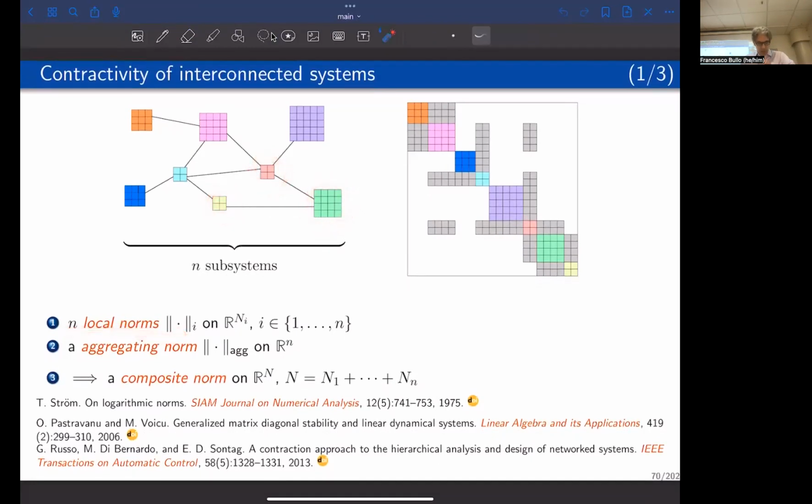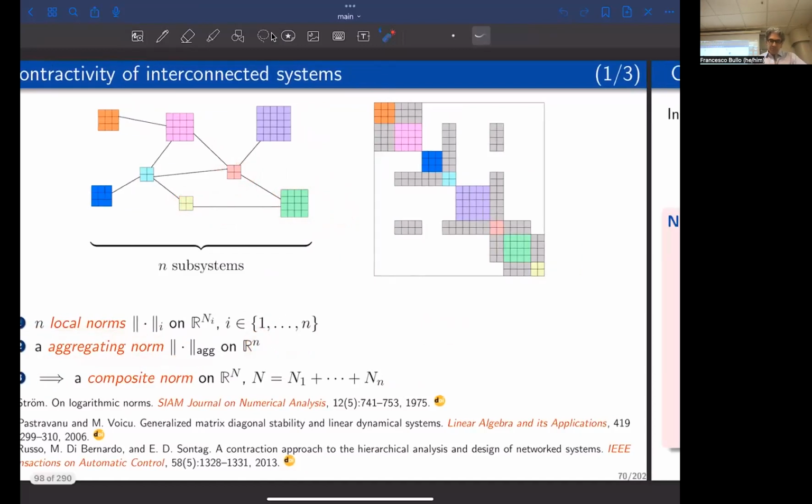lowercase n of them. And then in order to define a composite norm on the full space, I need an aggregating norm. That's a norm on just lowercase n. So you have capital N total state variables, but lowercase n.